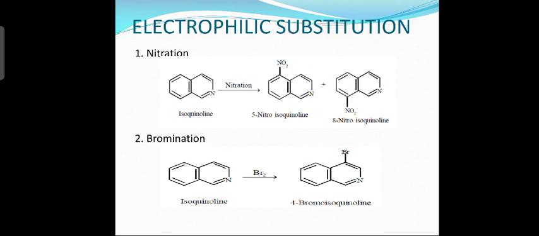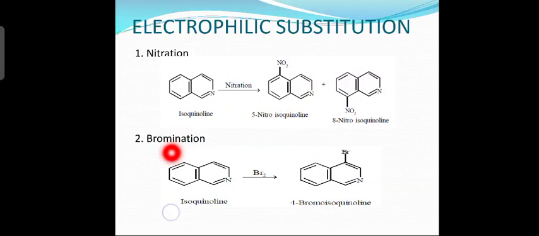Now next is electrophilic substitution. First one is nitration. Here also electrophilic substitution takes place at the 5th and 8th position. So isoquinoline undergoes nitration to give 5-nitroisoquinoline and 8-nitroisoquinoline.